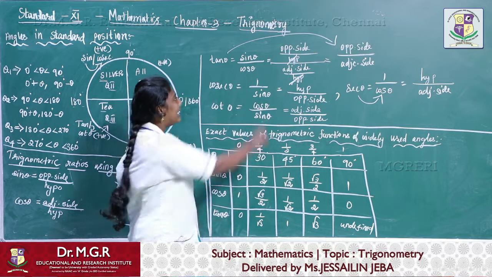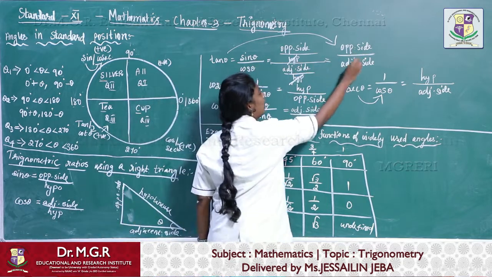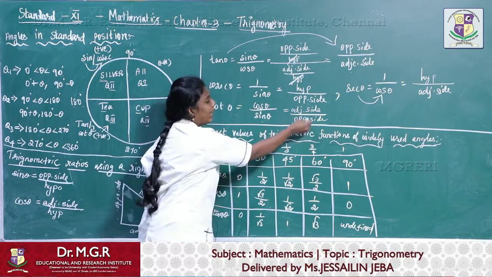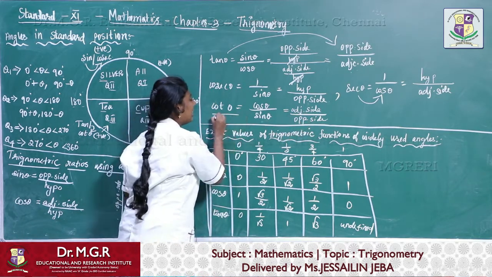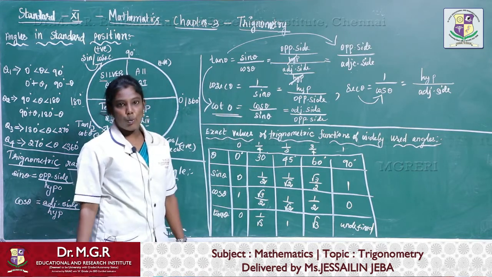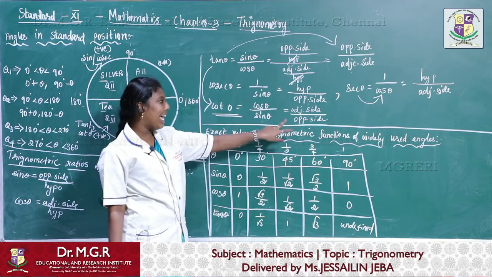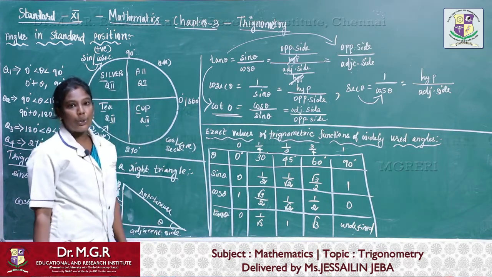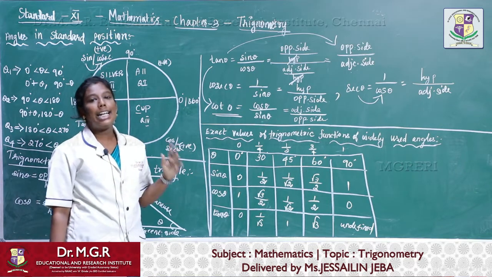What is the formula for sine by cos? Opposite by adjacent. So we can take the reciprocal of that. Adjacent by opposite side is cot theta, because cot theta is the reciprocal of tan theta, 1 by tan theta. So we can write that as adjacent side by opposite side. So these are all the ratio formulas for the 6 ratios.